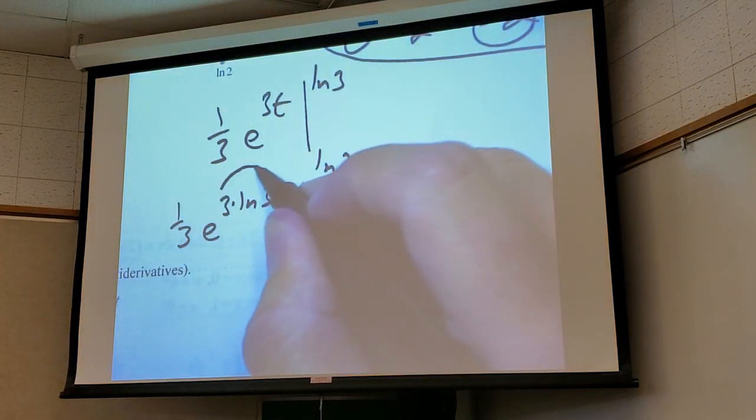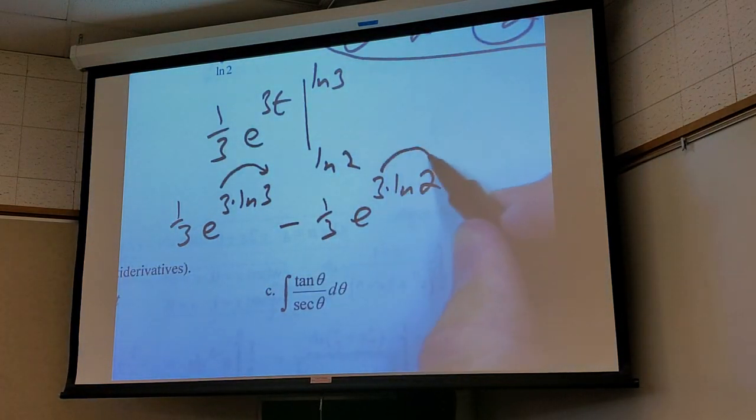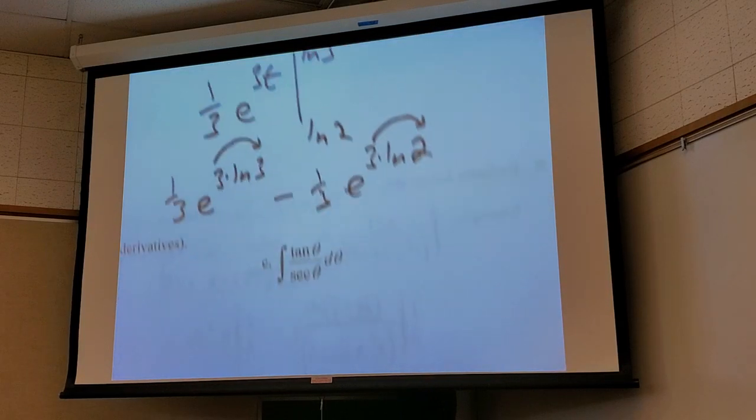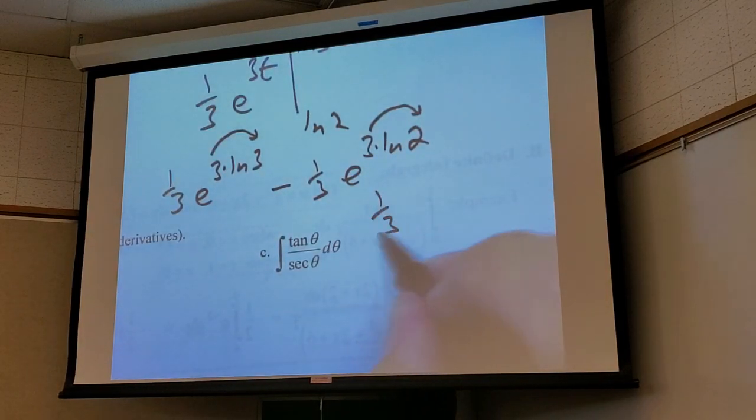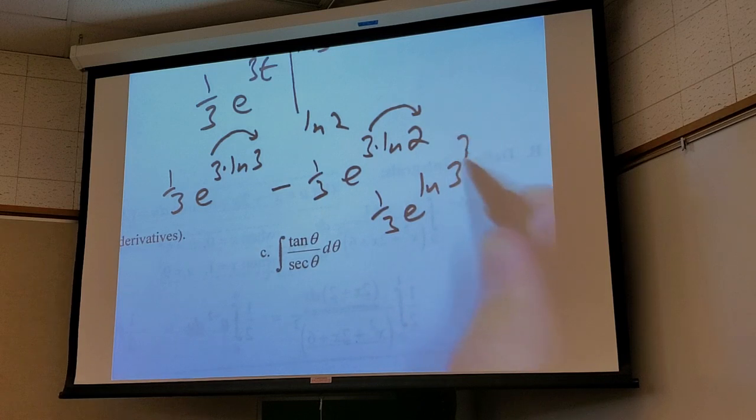You guys remember that? Logarithms? The coefficients can come back up as powers? Yes? That's a basic thing about logarithms. So this will be 1/3 e to the natural log of 3 cubed minus 1/3 e to the natural log of 2 cubed.